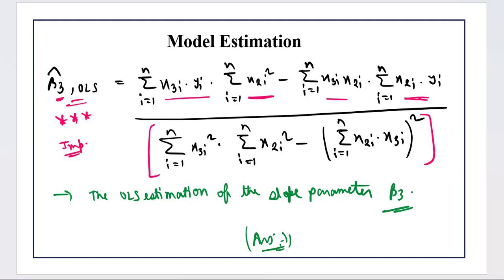In the next video, I'll be continuing with this MLRM model. I'll be talking about the relationship between simple and multiple regression coefficients. What will be the interrelationship between them? We are also talking about the partial regression coefficients, right? So all these things will be covered.